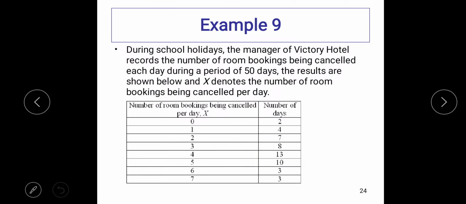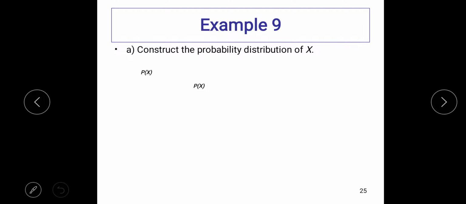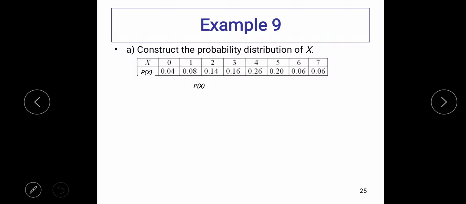Alright, example 9 here. Number of room bookings being cancelled each day during a period of 50 days. Alright, the results are shown, and X denotes the number of room bookings being cancelled. Right, so you have X and you also have number of days. You want to construct the probability distribution for the X. So your X takes into account 0 until 7.